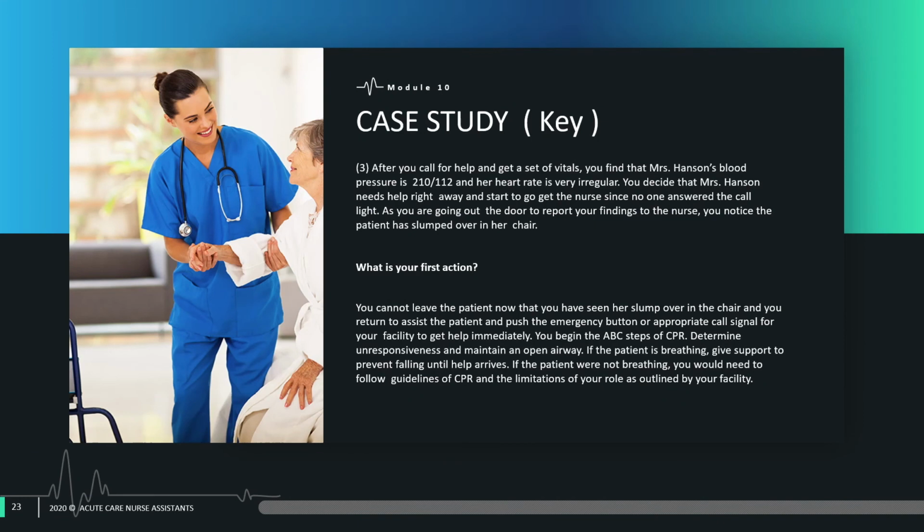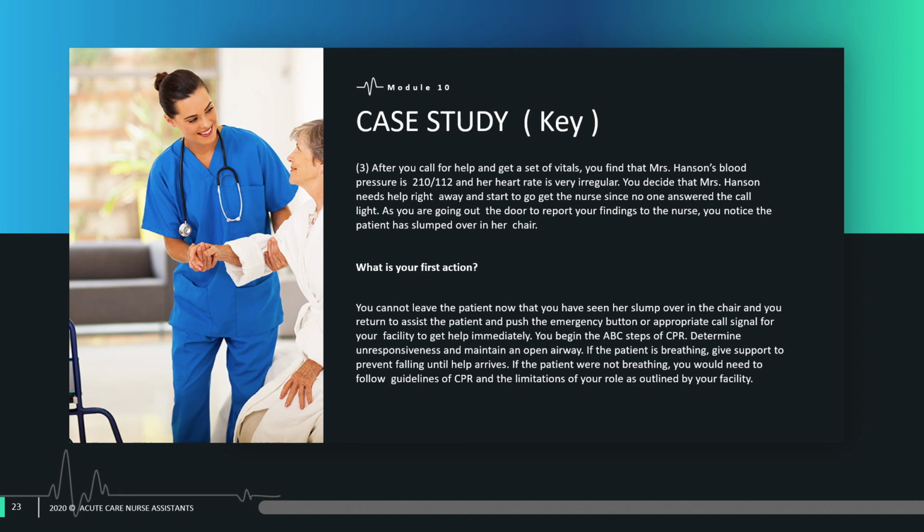After you call for help and get a set of vitals, you find that Mrs. Hansen's blood pressure is 210/112, and her heart rate is very irregular. You decide that Mrs. Hansen needs help right away, and go to get the licensed nurse since no one answered the call light. As you go out to report your findings to the licensed nurse, you notice the patient has slumped over in her chair. What is your first action?